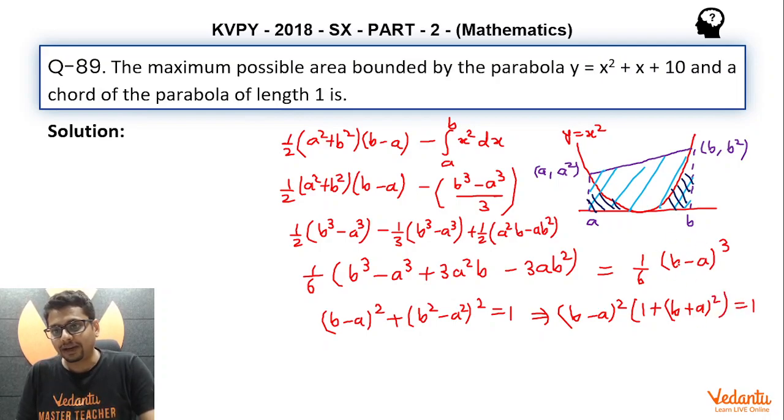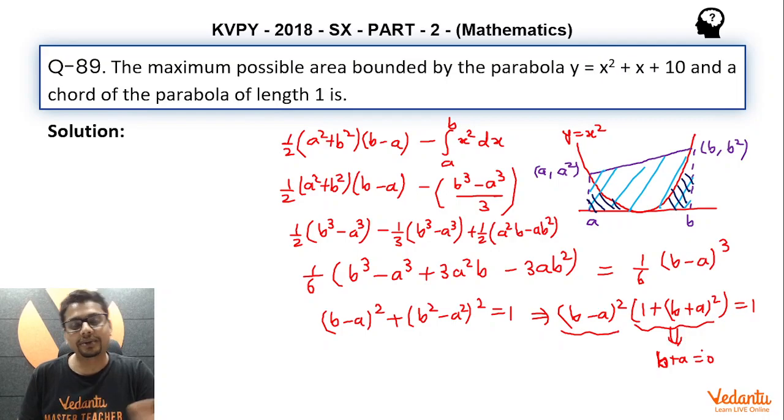Now to maximize this, I want to maximize b minus a, which essentially also means to maximize b minus a whole square. And the product of these two strictly positive terms is 1. So that means this will be maximum when this is minimum. Why? Because their product is fixed, which is 1. And the minimum possible value that this can have is 1, when b plus a becomes 0, or you may say b is equal to minus a, or a equal to minus b. That means b is positive, a is negative, and modulus-wise they are equal.